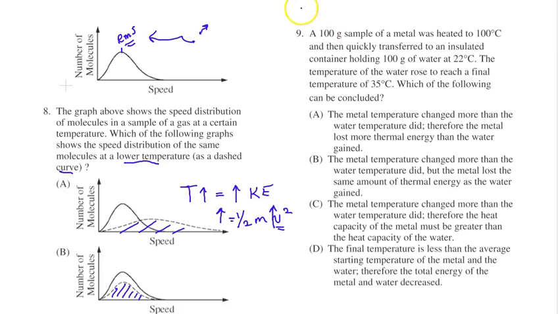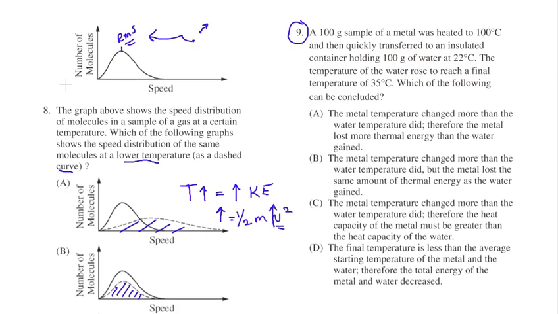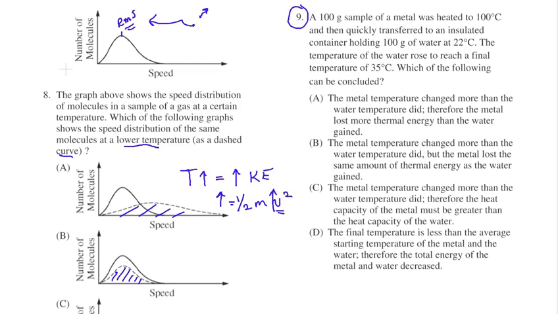Okay, number 9 is some basics of heat flow. Okay, they have a 100-gram sample of lead heated to 100 and quickly transferred to an insulated container like a coffee cup, holding 100 grams of water at 22, so very basic calorimetry type of scenario. The temperature of the water rose to a final temperature of 35. Okay, which of the following can be concluded?